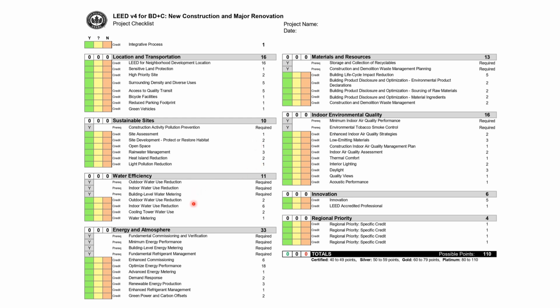And yeah, the highest number of prerequisites is involved in energy and atmosphere, that is 4 in number. They are fundamental commissioning and verification, minimum energy performance, building level energy metering, and fundamental refrigerant management. So I think we have covered all the basics of the scorecard, and I suggest you please download the scorecard and have a look.